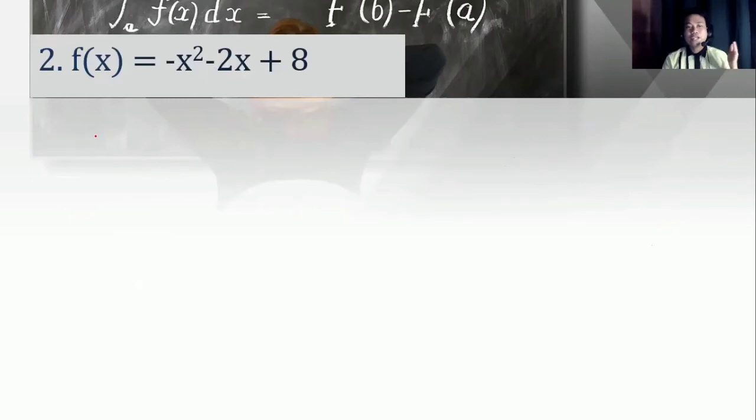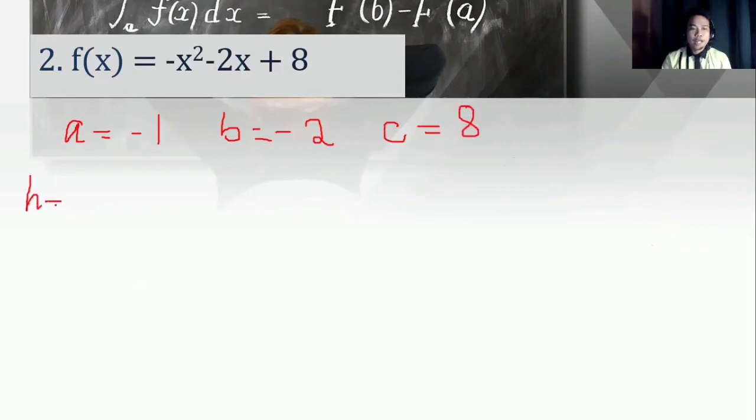So, unahin naman natin yung formula. Okay. First, again, we determine the values of a, which is negative 1. We have b, which is negative 2. c is positive 8. Okay, the formula for h, again, negative b over 2a.